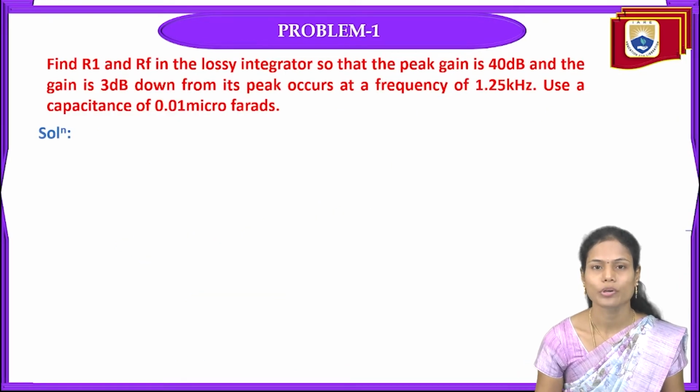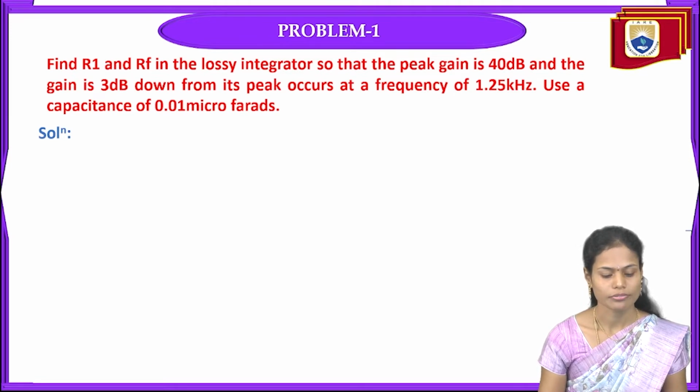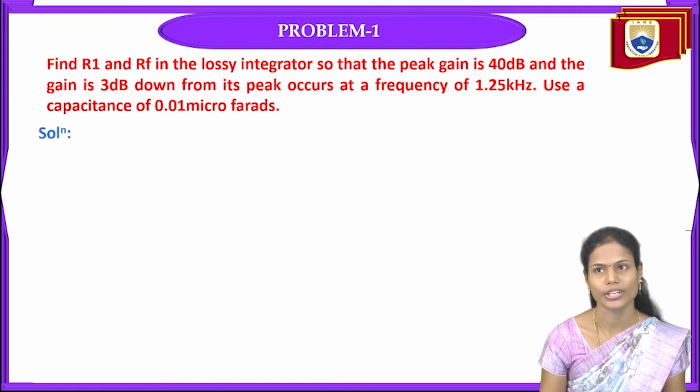So next we'll move to the problems related to the practical integrator circuit. The first one is: find R1 and RF in the lossy integrator so that the peak gain is 40 dB and the gain is 3 dB down from its peak at a frequency of 1.25 kHz. Use a capacitance of 0.01 microfarads.